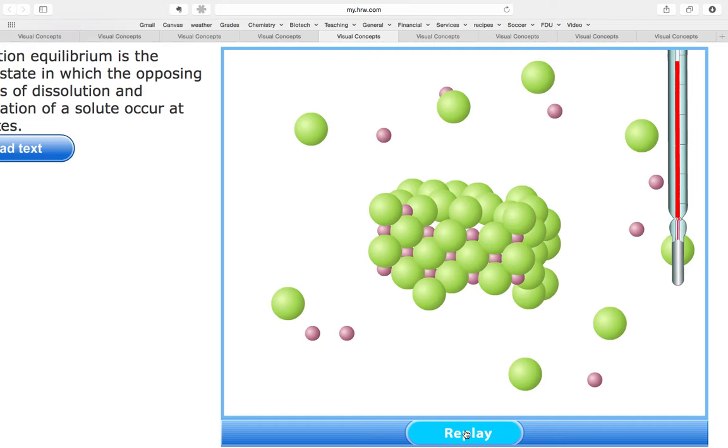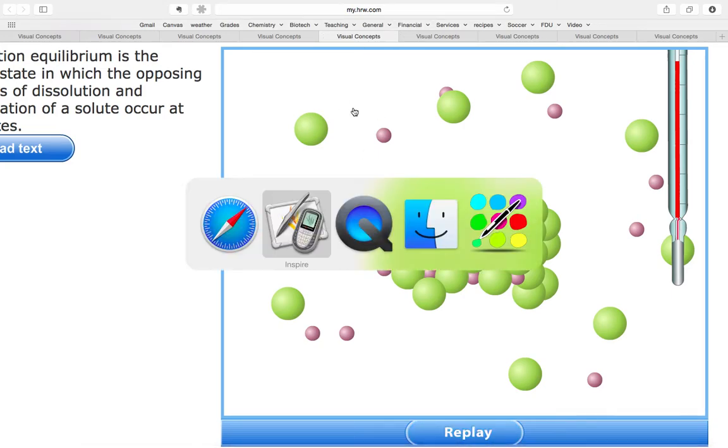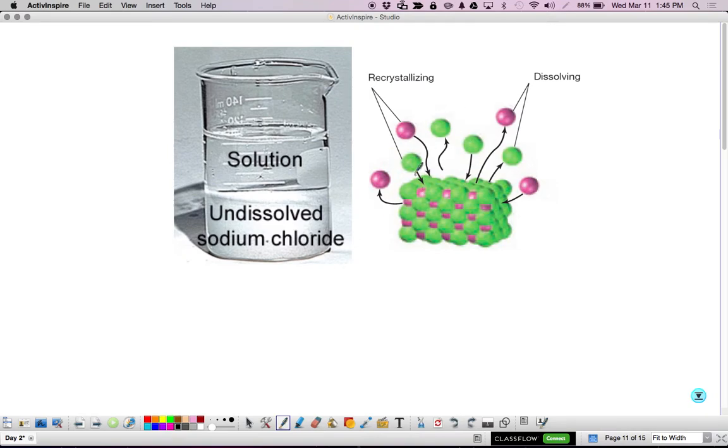Okay, so solution equilibrium is another key term that we have for this section. That just means you have these ions in solution and they're reforming the crystal lattice at the same rate that other ones are leaving. And that's called solution equilibrium.